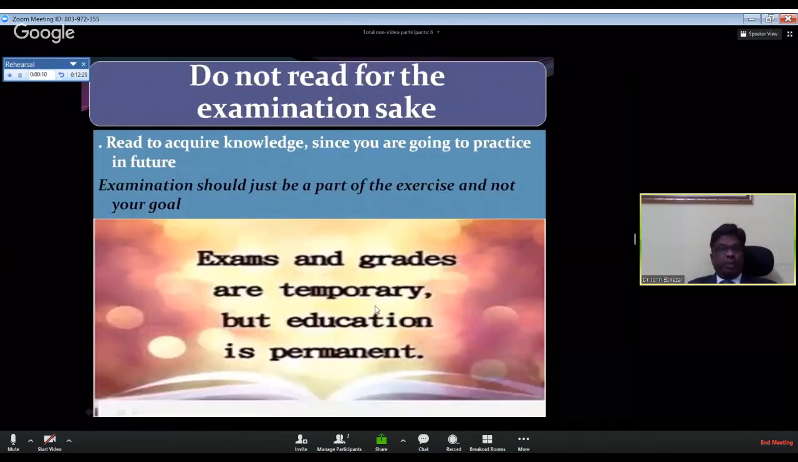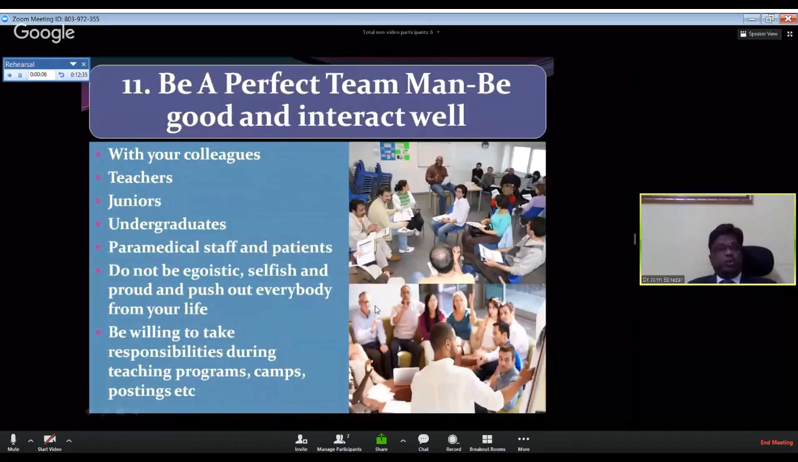And be a perfect team man. Be good and interact well with your colleagues, teachers, juniors, duties, paramedical staff, patients. Do not be egoistic, selfish, proud, and push everybody out of your life. Be willing to take responsibility for teaching programs, camps, courses, etc.